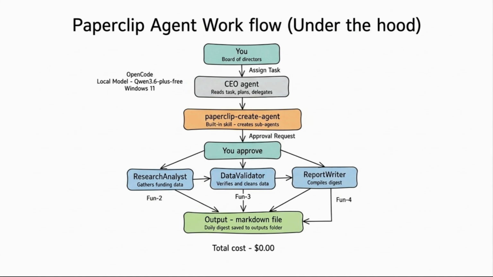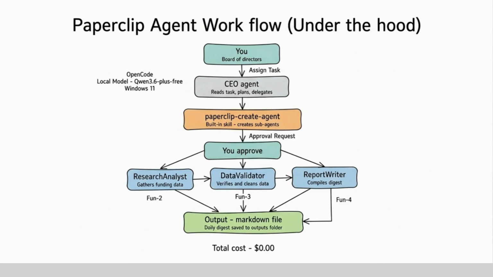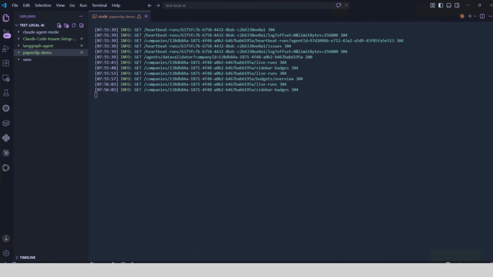Now, the dashboard. Anytime you want to see the full company overview, active agents, pipeline progress, tasks in queue, or your monthly spend. With a local model, the spend is always 0. Think of the dashboard as your command center. Your agents do the work and you just check in. Total cost is 0.